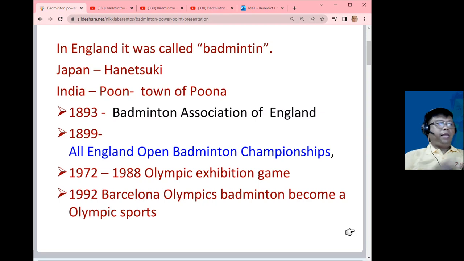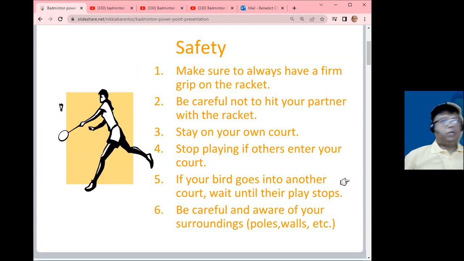Now, from 1972 up until 1988, this was considered an Olympic exhibition game, so it was not actually declared a formal or official game. It was only in 1992, during the Barcelona Olympics, that badminton was recognized and became an Olympic sport. So it was very, very young. It was at a very young age that this game was introduced into the Olympics.